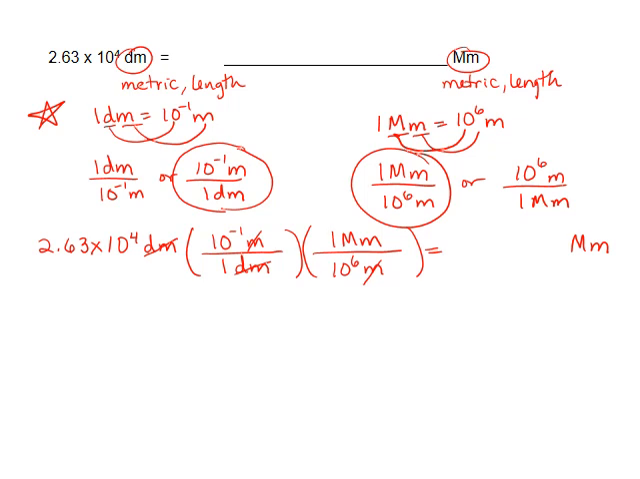In this case, to do the math, we're only multiplying powers of 10, so we'll have 2.63 times 10. We need to add 4 with negative 1, and then subtract 6 because the 10 to the 6 is in the denominator. So our power of 10 is going to be 4 minus 1 minus 6. This gives us an answer of 2.63 times 10 to the minus 3, again, units of megameters.